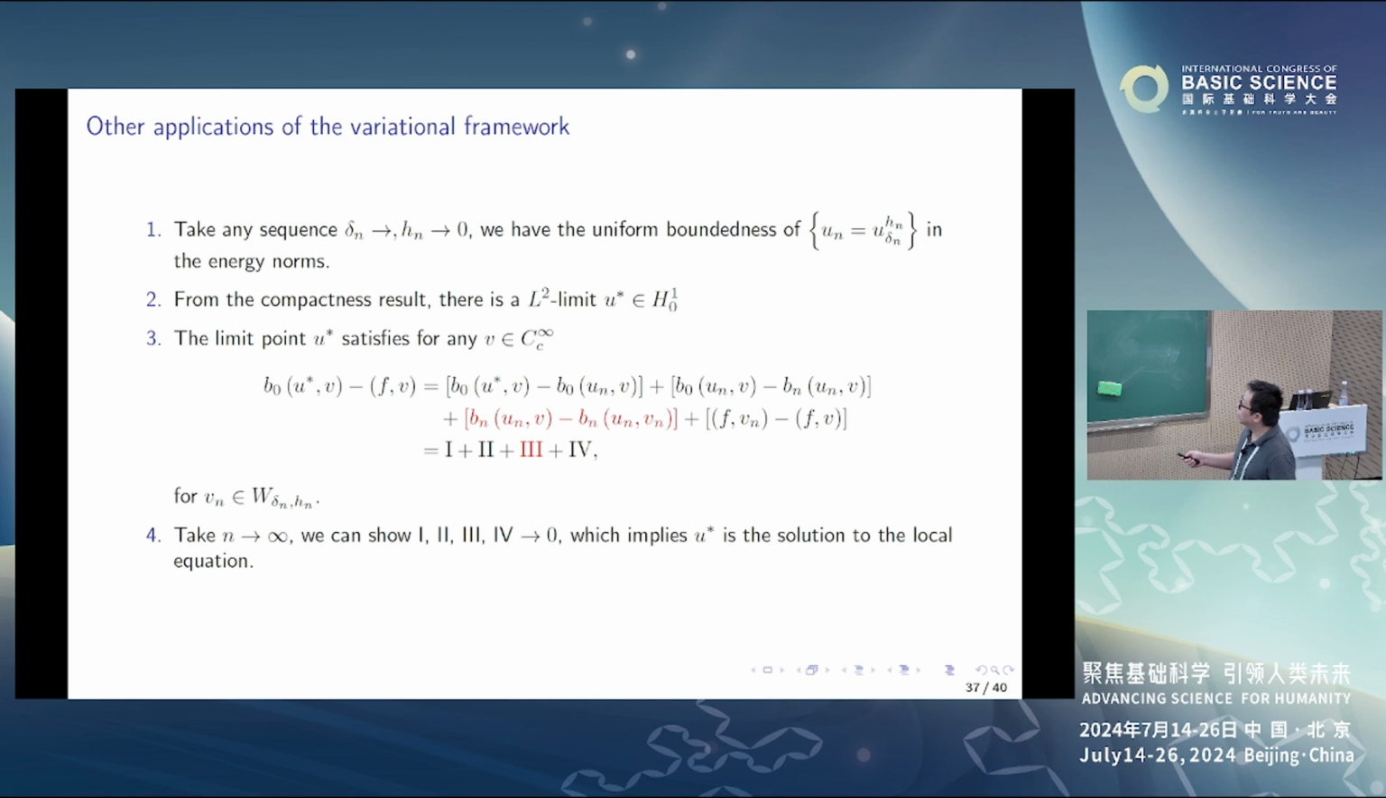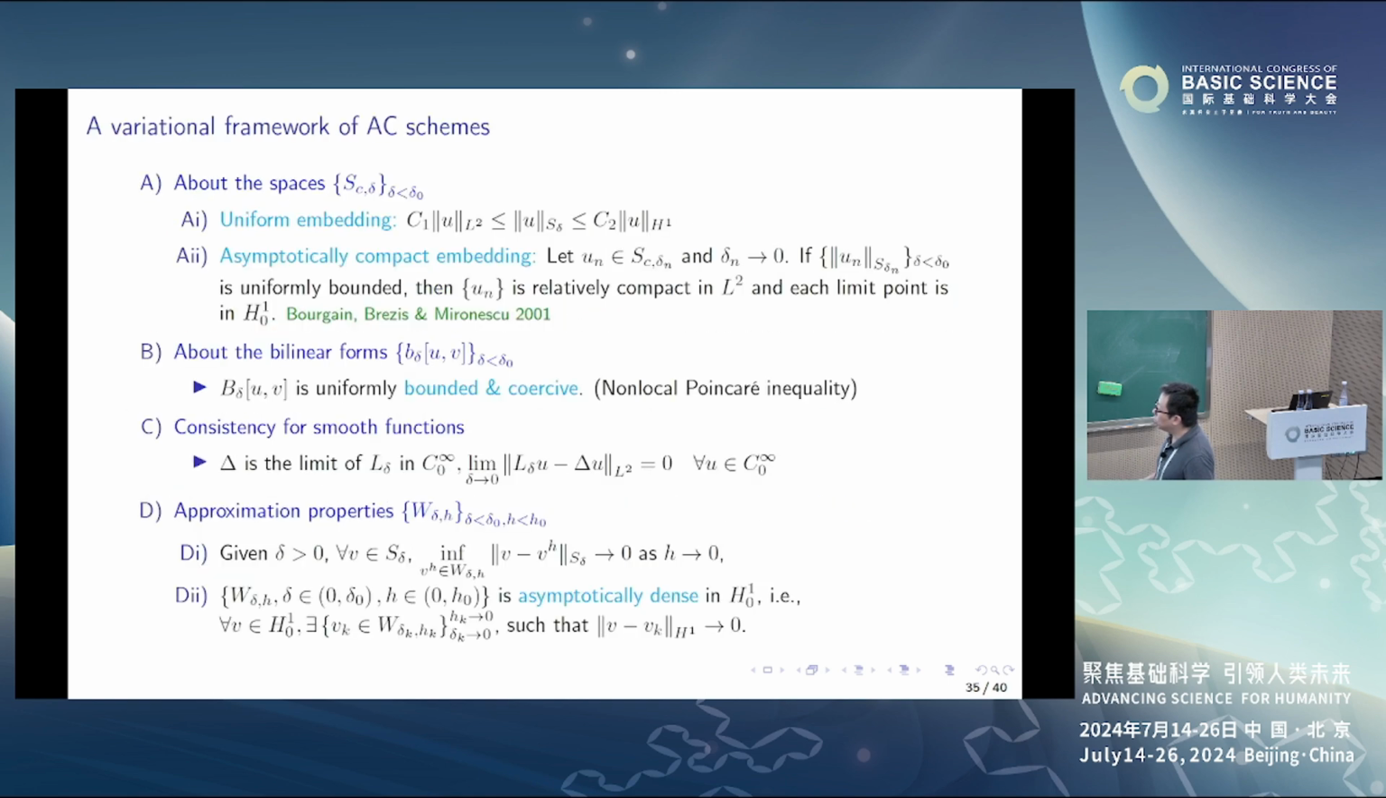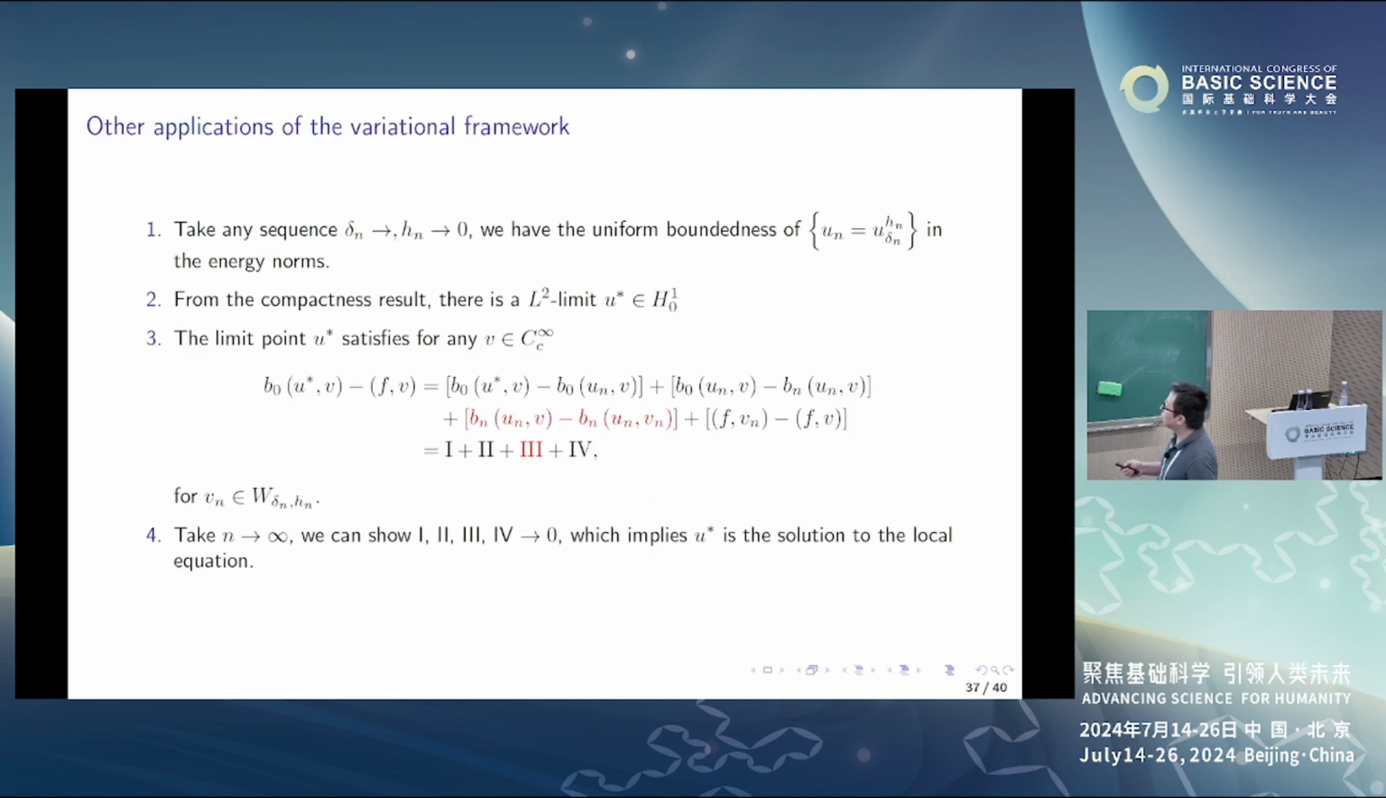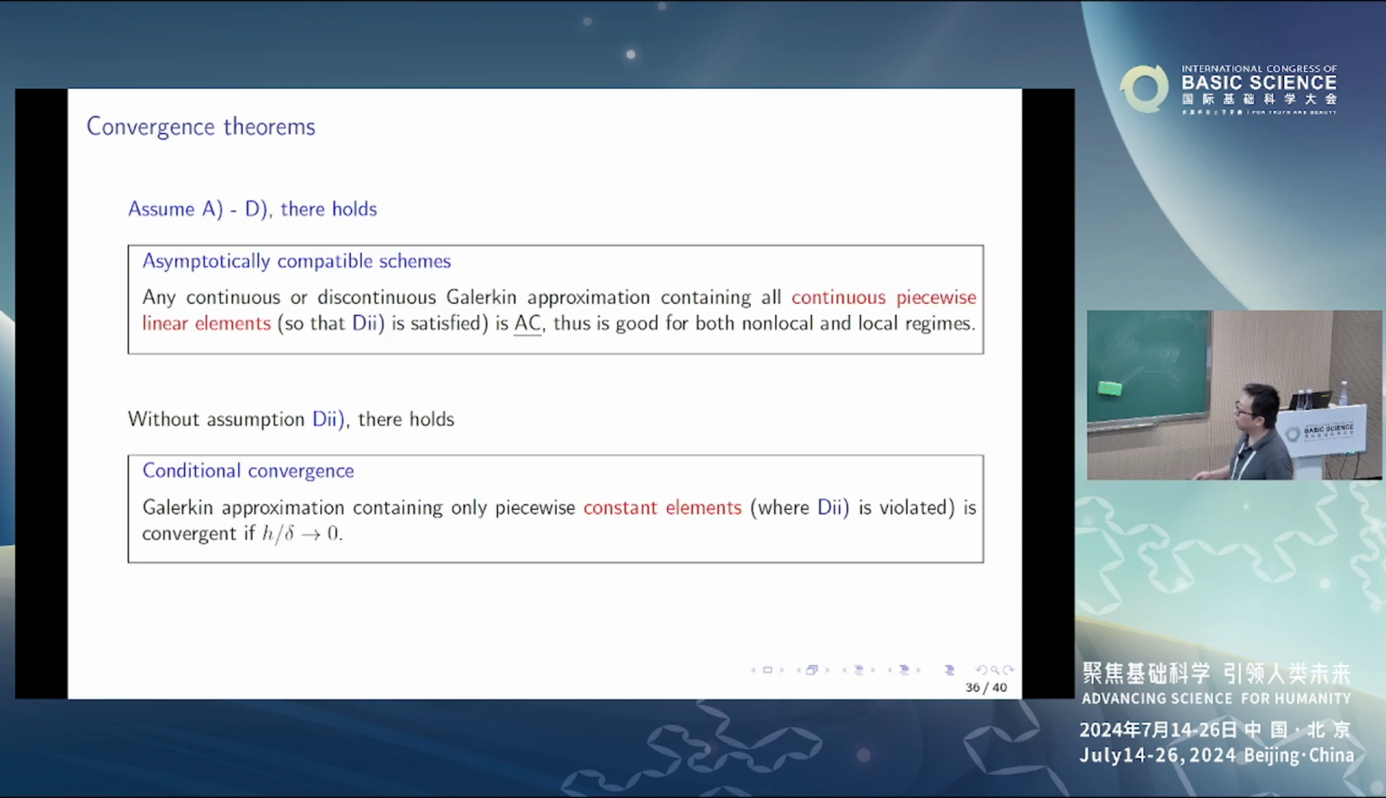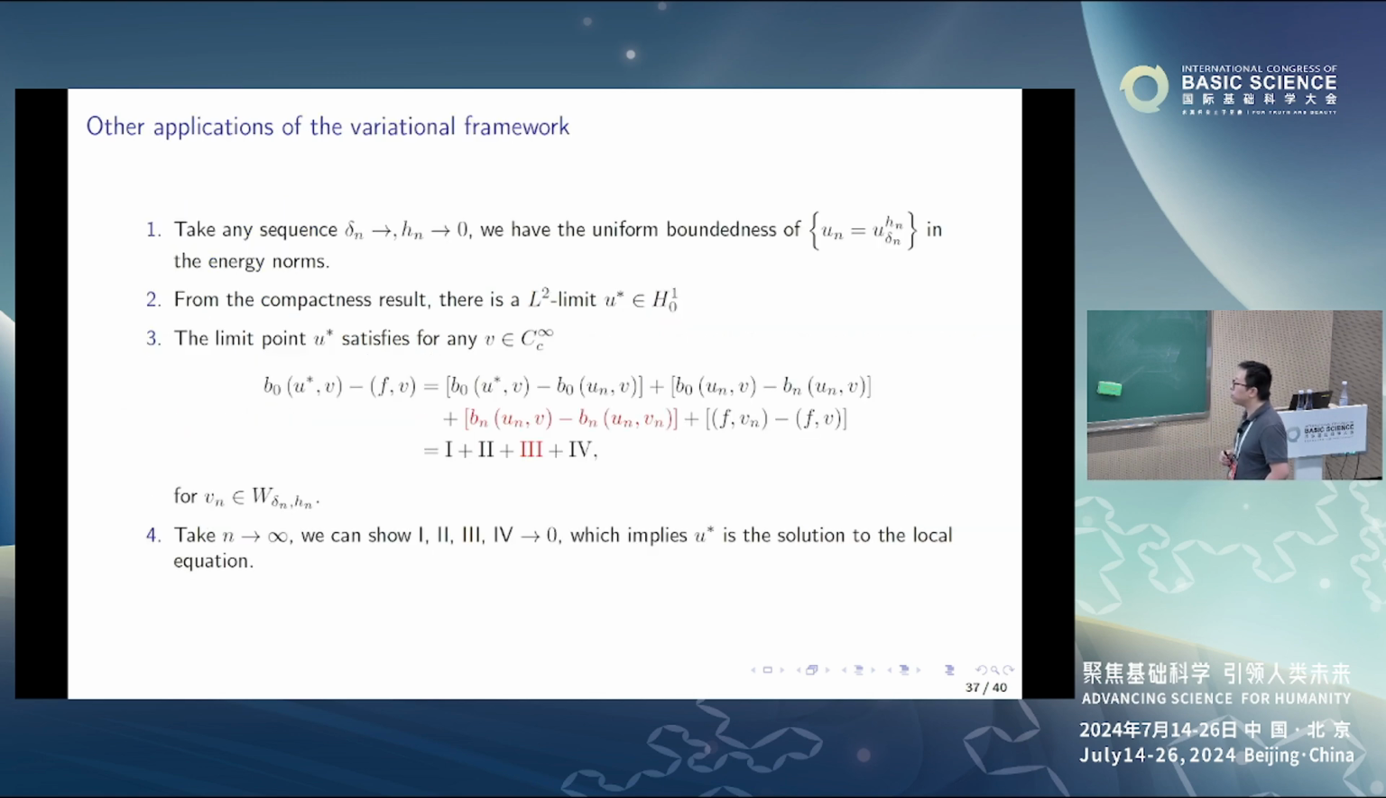A fourth part goes to 0 as n goes to infinity. The troublemaker is the third term. If we have the condition D2, we can prove that as n goes to infinity, this term goes to 0. If we don't have D2, we need some extra conditions to guarantee this term converges to 0. Then we can only get this conditional convergence, and that condition often requires the ratio between delta and H. So that's the basic idea.